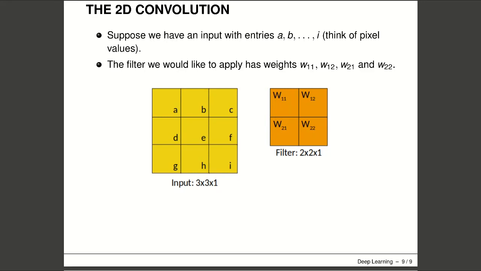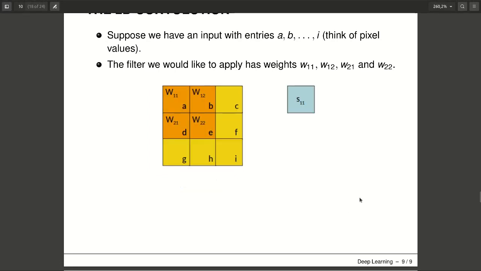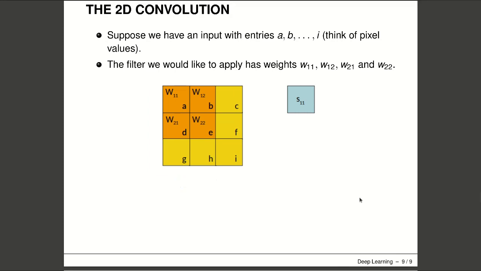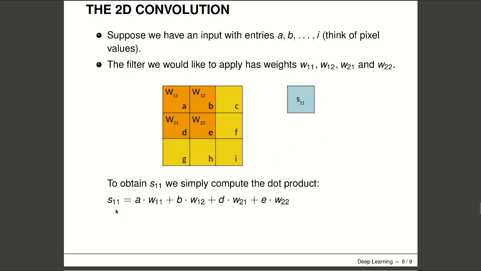Let's look at how 2D convolution works. Suppose we have an input of size 3 by 3 with one input channel, and our input has values a, b, until I. We have 9 values for our input. And then we also have a filter of size 2, and we would like to apply this filter on this input image. By moving the filter to the first spatial location, we will get the first entry of our feature map. But how is it actually calculated?